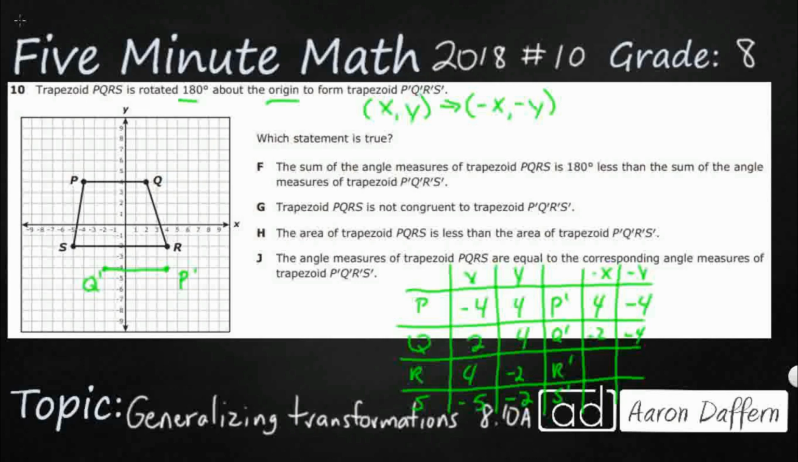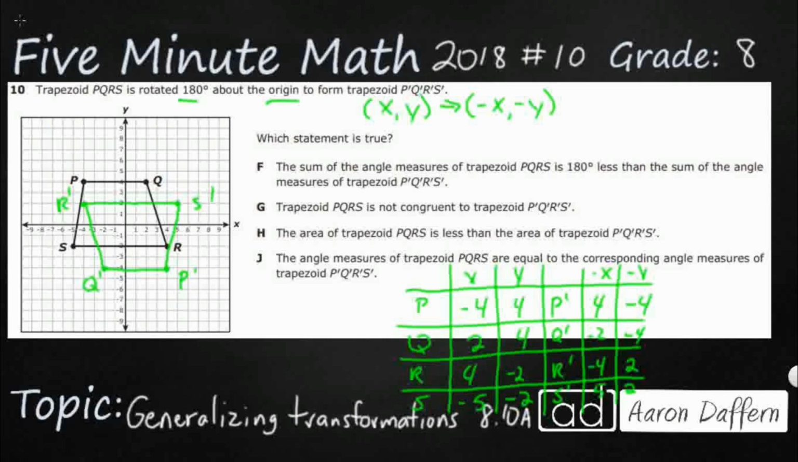So the 4 becomes a negative 4 for R prime. The negative 2 becomes positive 2. So negative 4, 2. So you see we are going to definitely overlap here. This is my R prime. And I just need one more. I need that S prime. So my negative 5, negative 2 becomes 5, 2. Both become positive. 5, 2. And there we go. There's my S prime. And you see the trapezoid starting to take shape.